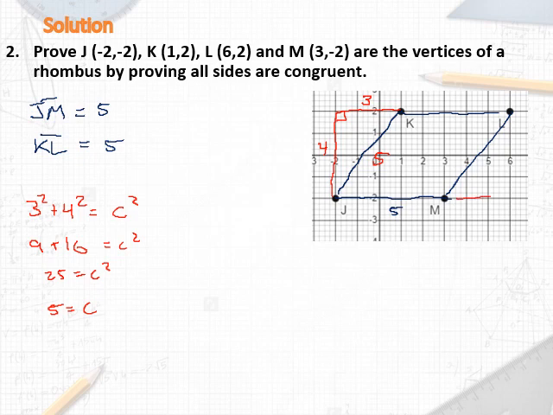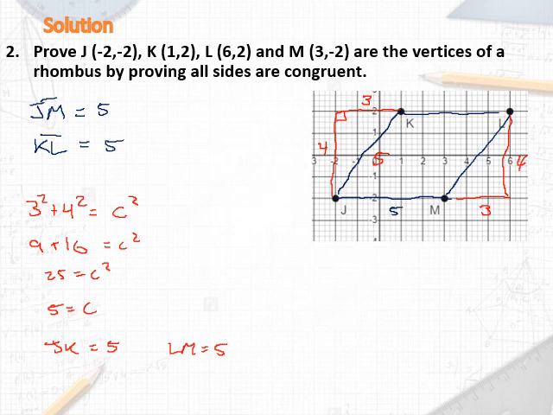And then on the other side, over 3, up 4. So it's the same numbers. So we would say JK is equal to 5 units and LM also equal to 5.